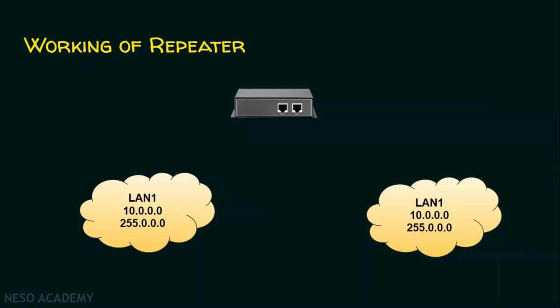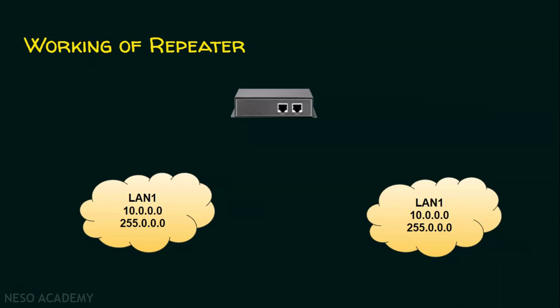And why do we need repeaters here? For example, let's say there is an organization, but this organization has 2 different buildings and these 2 buildings are at some distance. This organization doesn't want to establish 2 different networks for these 2 different buildings. It means they don't want 2 different local area networks. If they wanted 2 different local area networks, they would need a router in order to connect these 2 networks. But the organization wants the same network only.